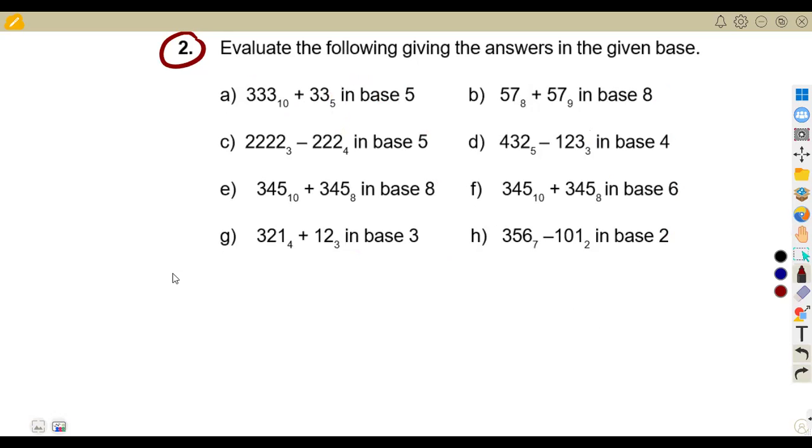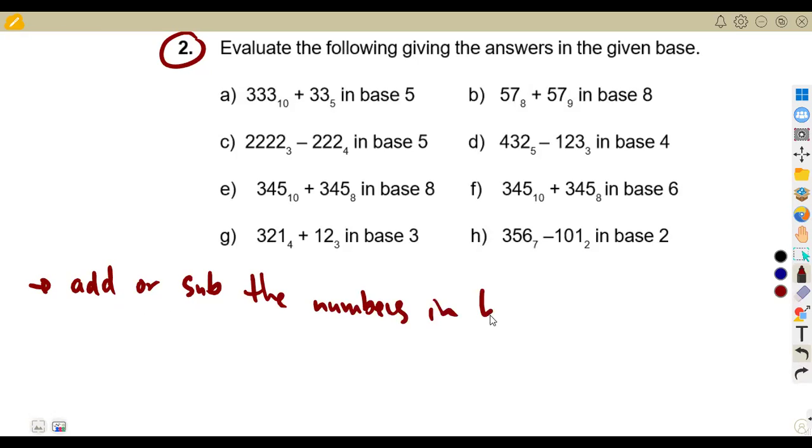So it's either you are going to add or subtract the numbers in base 10. It's either you're going to add or subtract the given numbers, the numbers in base of 10. Why? It is easier for us to work with the base of 10. This is the normal base. Remember, base 10, that is the base that we are used to. 1 plus 1 is 2, 3 plus 3. Whatever that you add, there's no need for you to add this or subtract this.